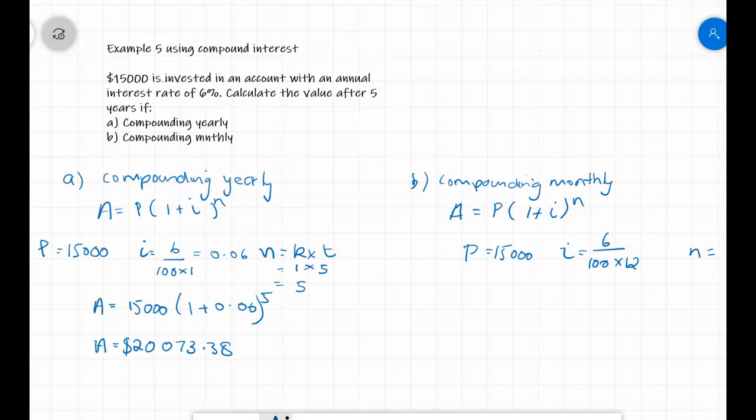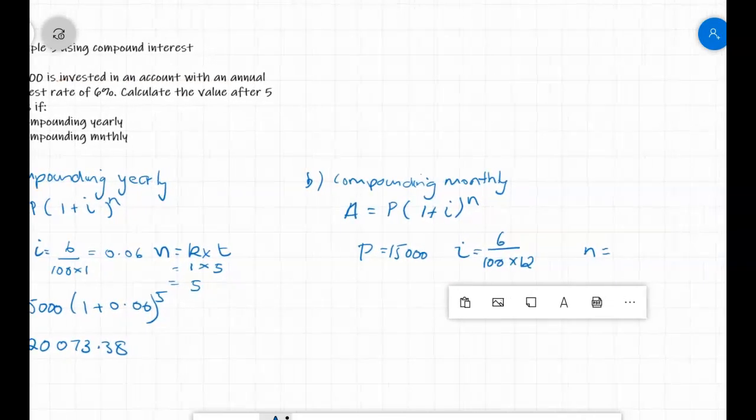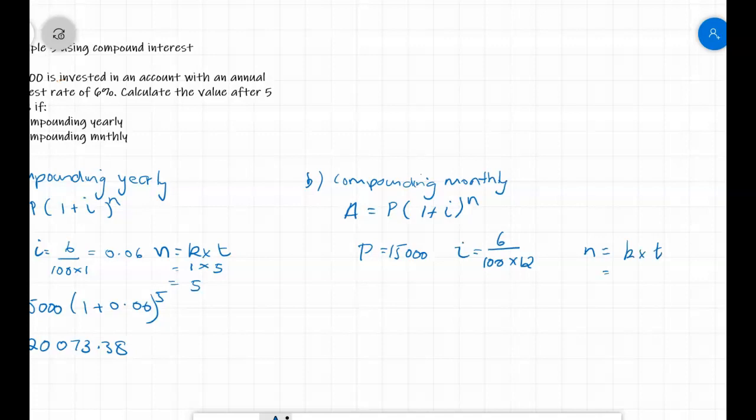My n's gone off the page here a little bit, so I'm just going to slide that in so we can see it. Okay, so n is equal to k times t. So it's compounding how many times? Oh, monthly, that's 12. And for 5 years, so that's equal to 60. Now I can put all of those values back into my formula.